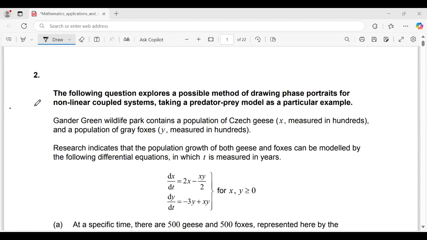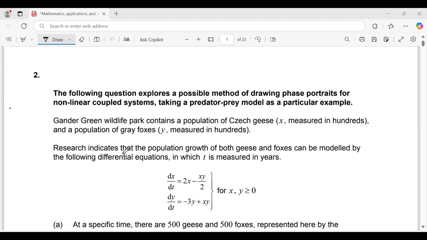Number two. The following question explores a possible method of drawing a phase portrait for nonlinear coupled systems, taking a predator-prey model as a particular example. Gunner Green Wildlife Park contains a population of Czech geese, X, measured in hundreds, and a population of gray foxes, Y, measured in hundreds. So variable Y represents the gray foxes.